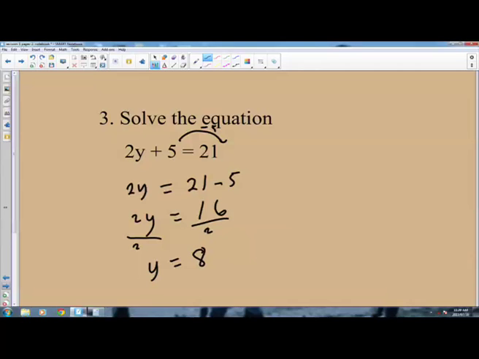This is how we solve this. You can always check to verify your answer so that you don't get this one wrong. It's 2 times 8, because your y is 8. 2 times 8 plus 5 should give you 21. 2 times 8, this is 16 plus 5. This will give you 21. So this is correct. The value of y is 8. Okay, let us have a look at another revision question.